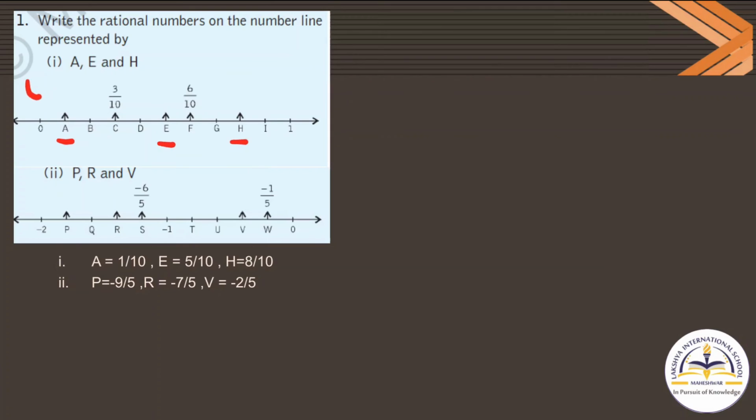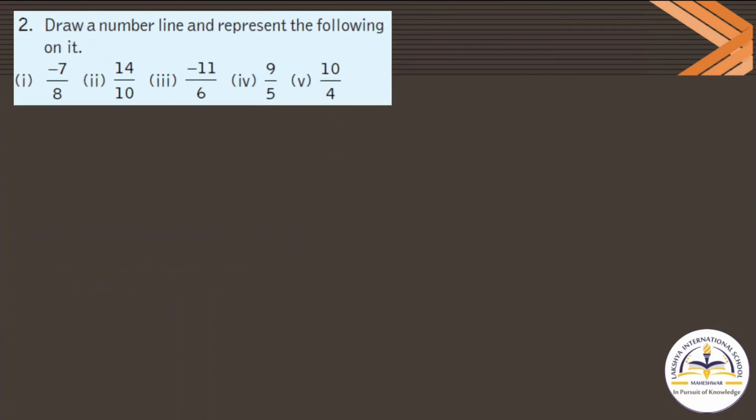0 is here, okay, this is 0. Then 1/10 is here. Now here 2, 3, 4, 5, 6, 7, 8. So the value of A is 1/10, the value of E is 5/10 and the value of H is 8/10. Now in the same manner you have to solve question number 2.